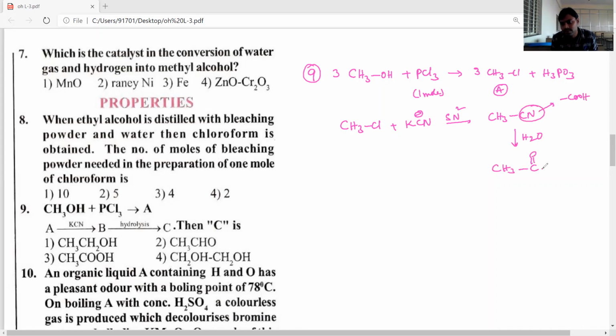We are getting acids. It is converted into COOH, a carboxylic acid, C double bond O, OH. So what is this name? Acetic acid or ethanoic acid. Your final product is acetic acid. This is C. Okay, students, let's go for the 10th question.